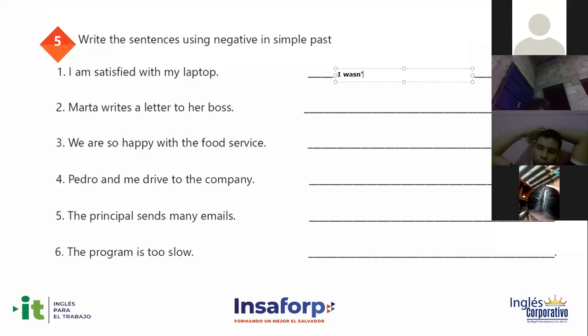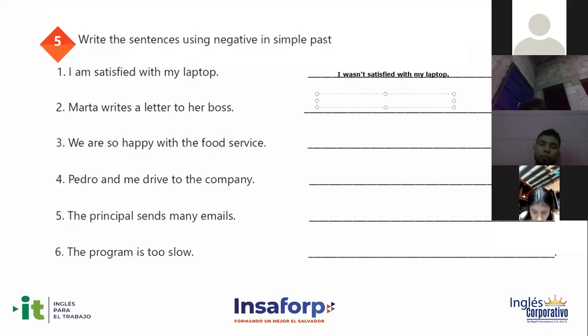Let's do it again. I wasn't satisfied with my laptop. Okay, Marta. Is wrote not negative. Didn't. Marta didn't. Oh, okay. Why didn't write a letter? Siguiente. Didn't write a letter. Yes. Teacher, no me funcionó. Matías, no me funcionó. Quizás ya se encasquilló mi... Sí, ahorita se sale y luego se vuelve a meter porque ya se encaprichó, ¿ok? Marta didn't write a letter to her boss.